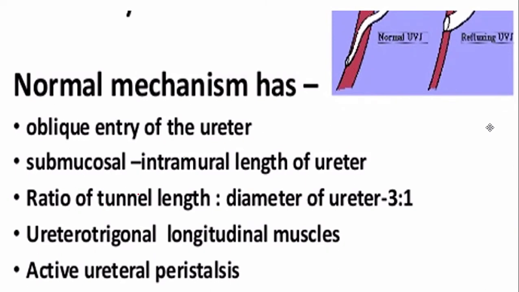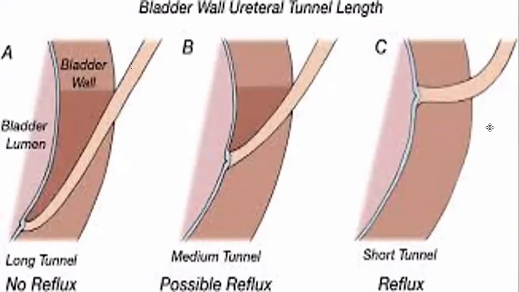So, the ratio of the tunnel to the diameter of the ureter should always be 3 to 1, meaning the length should be bigger in number compared with that of the diameter. So normally 3:1. Again, if you have a long tunnel, 3:1, longer length, oblique, and a small diameter, you should have no reflux.